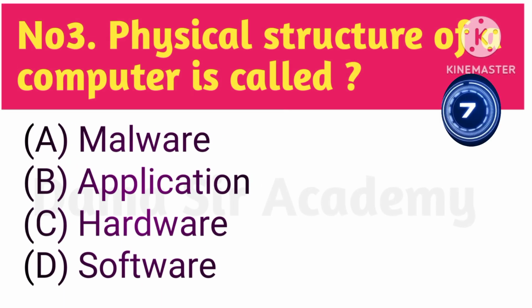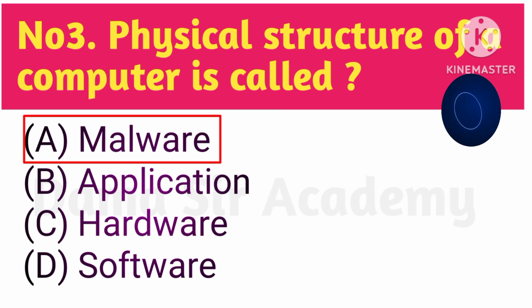Number 3. Physical structure of a computer is called A. Malware. B. Application. C. Hardware. D. Software. Right answer is option hardware.